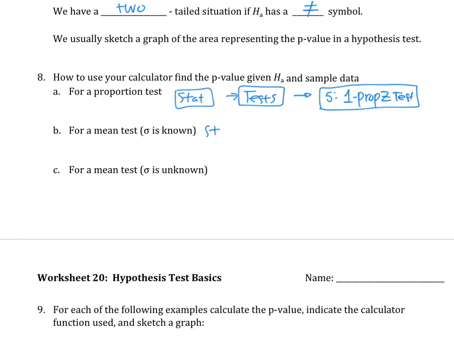So on your calculator, I'll go to stat, I'll go to tests, and if you look at the first one, option 1 is the z test. Okay, so I'll pick that.